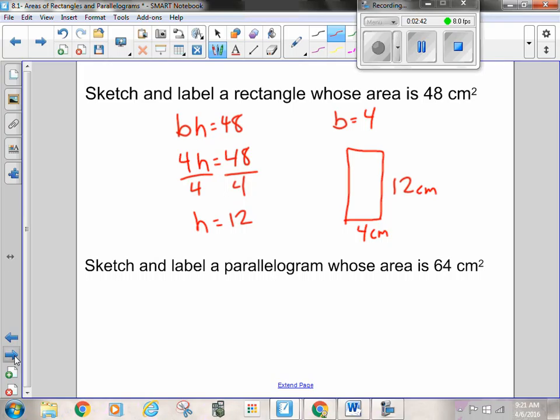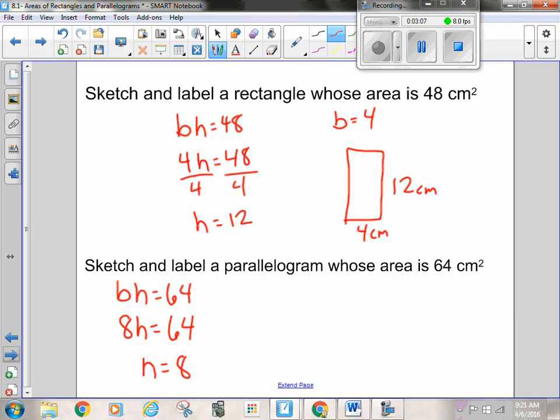Same idea here for sketch and label a parallelogram whose area is 64 centimeters squared. Base times height equals 64. Again, 64 is even. Pick an even number, make it easy on yourself. Let's pick, we could do 8. That's a simple one because 8 times what gets us 64? So we get a height of 8.